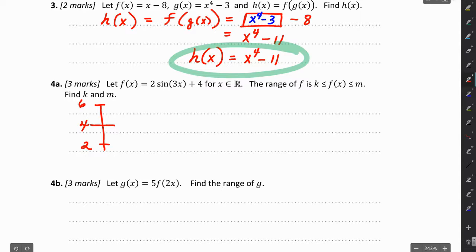So now we know the range of our function without even doing a big, detailed sketch of this function. We have enough information to determine the range. The range of this function goes between 2 and 6. So k is equal to 2 and m is equal to 6.